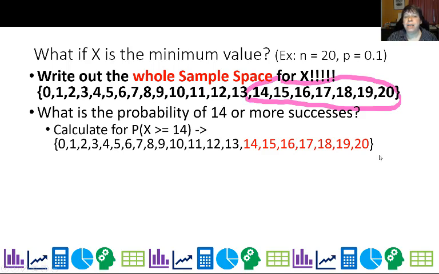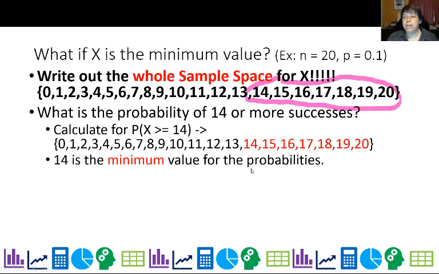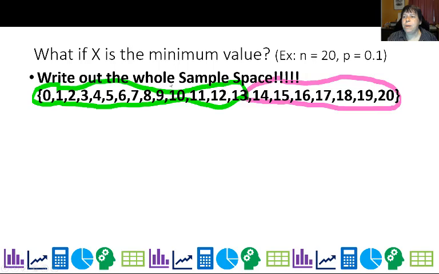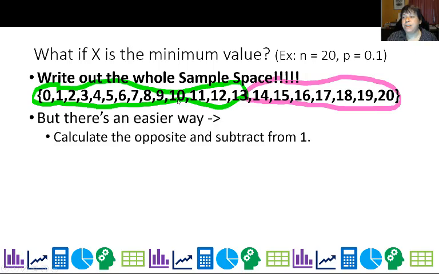That's what I want. Now, what I could do is just add up the probabilities. Remember, it's P for each individual probability. I could work it out for 14, 15, 16, 17, 18, 19, and 20. But wait, is there an easier way? Well, I'm looking for the right chunk here, all right? What about this left chunk? There's a shortcut for the left side. So basically, calculate this opposite and subtract it from 1.